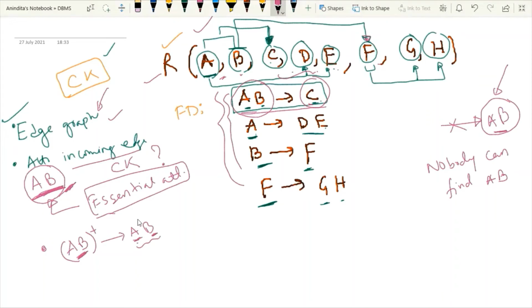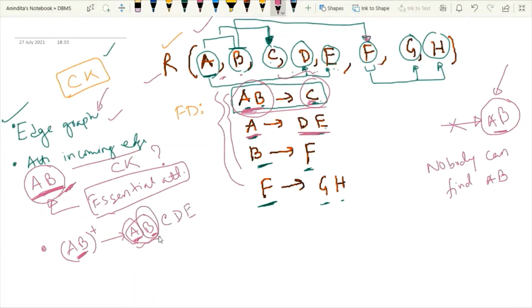Let's check. So AB appears together. Yes. So whatever AB is pointing to, I will copy it here. Now only A is also there on the left hand side. So I will copy whatever A is pointing to: D, E. Now I will check.